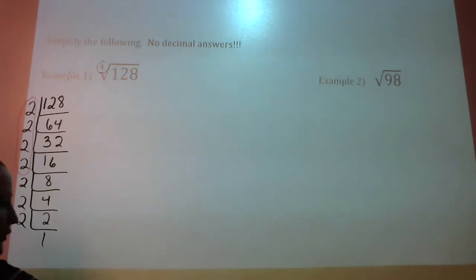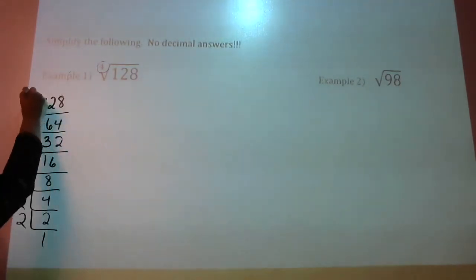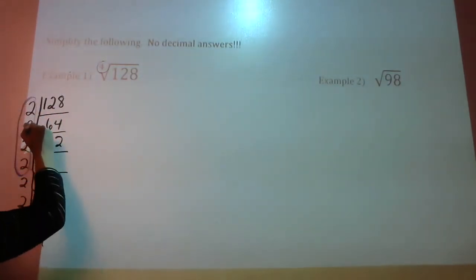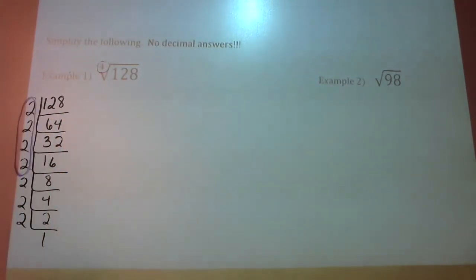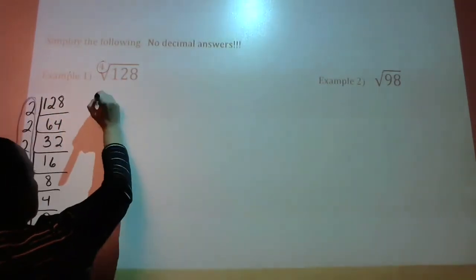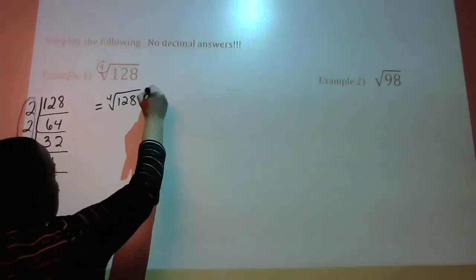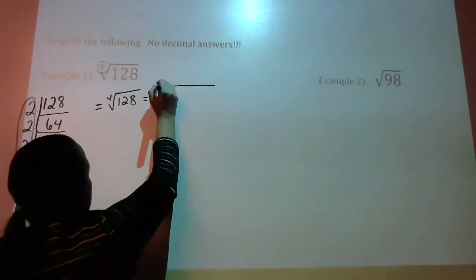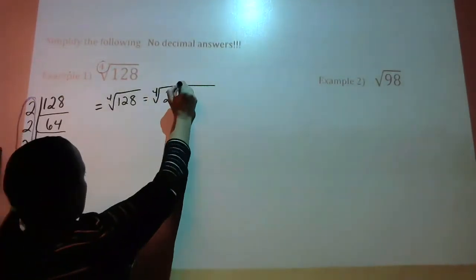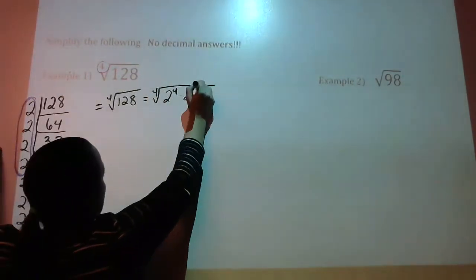I have what's left over here, 2 cubed. So I can only circle groups of 4. All right, so now my job is just to rewrite the 4th root of 128 into pieces. Okay, so I take the 4th root, which means I have 2 to the 4th times 2 cubed.